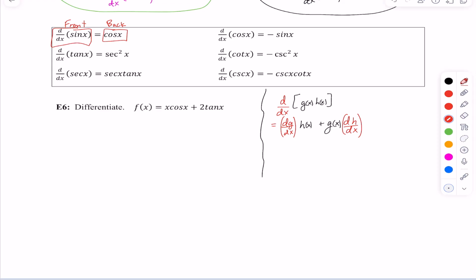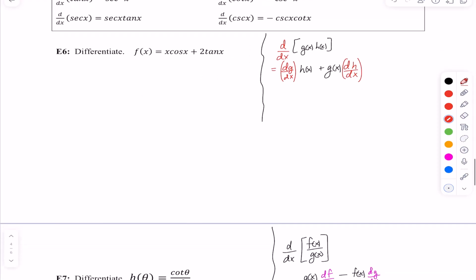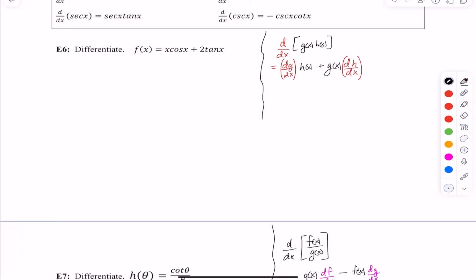Let's go ahead and differentiate the following function. Don't work too hard here, but we can go ahead and find this derivative using the product rule and other identities that you have memorized.